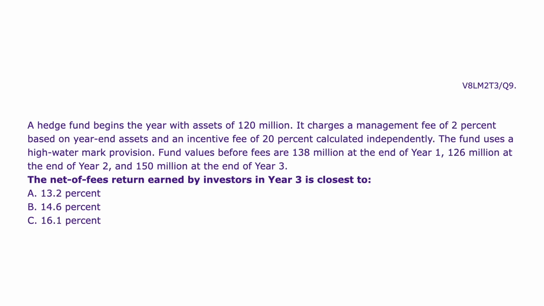A hedge fund begins the year with assets of $120 million. It charges a management fee of 2% based on year-end assets and an incentive fee of 20% calculated independently. The fund uses a high water mark provision. Fund values before fees are $138 million at the end of year 1, $126 million at the end of year 2, and $150 million at the end of year 3. The net of fees return earned by investors in year 3 is closest to A. 13.2%, B. 14.6%, C. 16.1%.